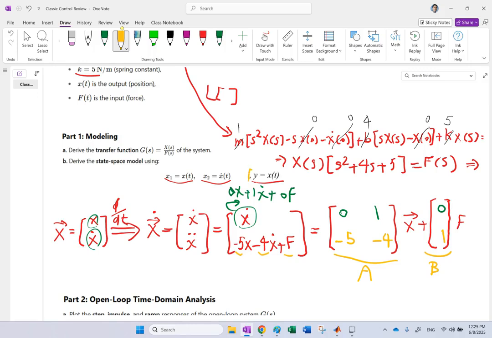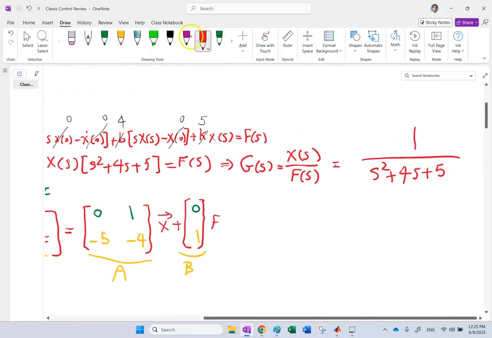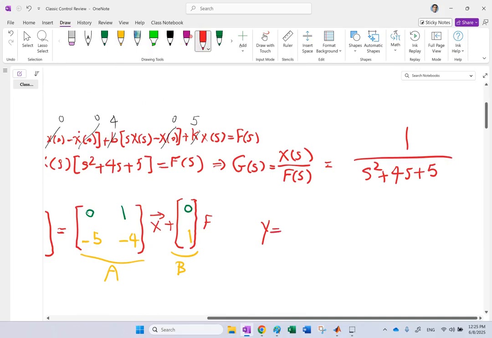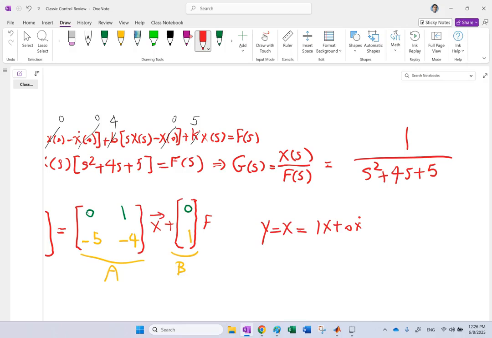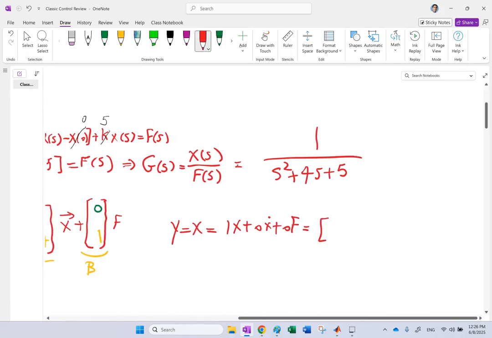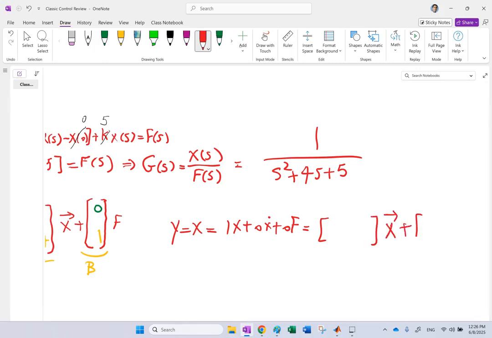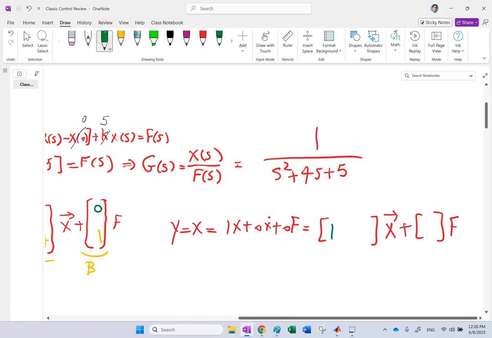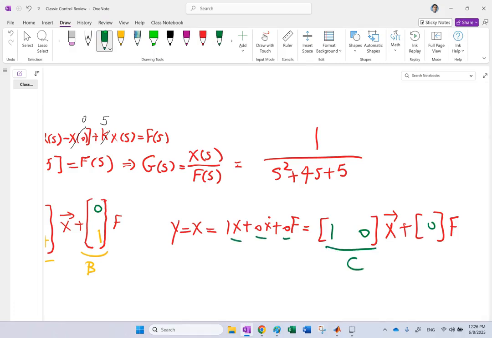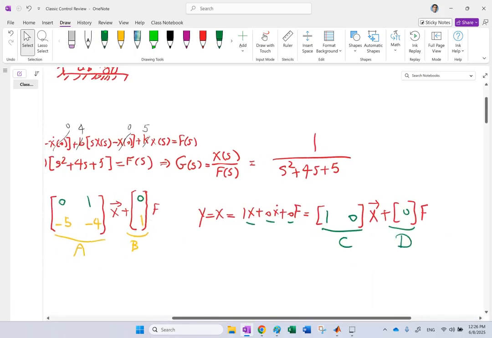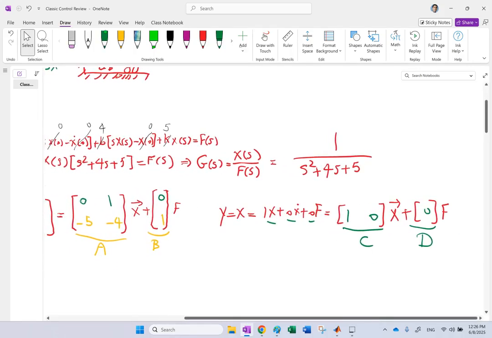Now my output is simply x, and that I write to this side. So y, the output, is simply x, which you can also write as 1 times x plus 0 times x dot plus 0 times F. So you can write it as clearly a 1 by 2 matrix times the x vector plus a 1 by 1 matrix times the F, the input. And these coefficients are clearly going to be 1, 0, and 0 from here. So there we go. That is your C matrix. This is your D matrix. So you see, I found A, B, C, and D.